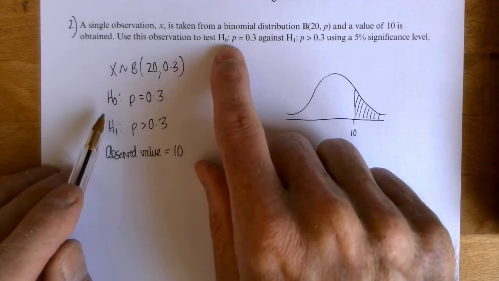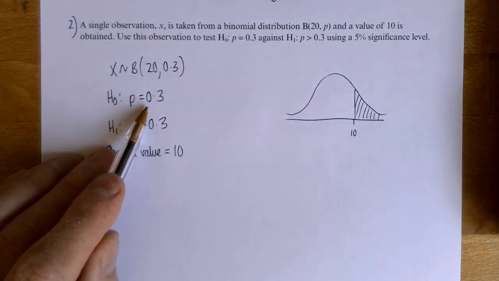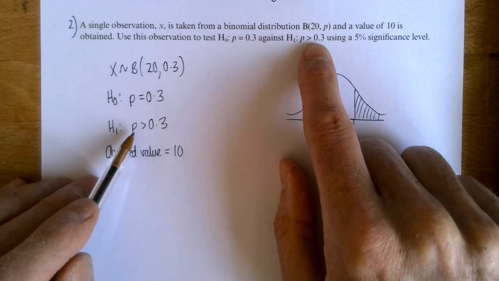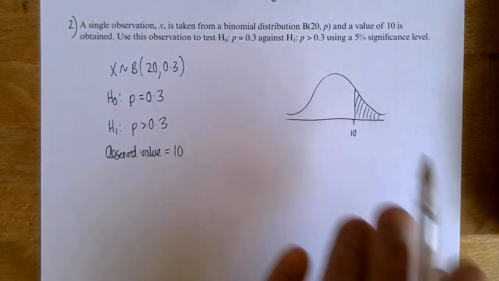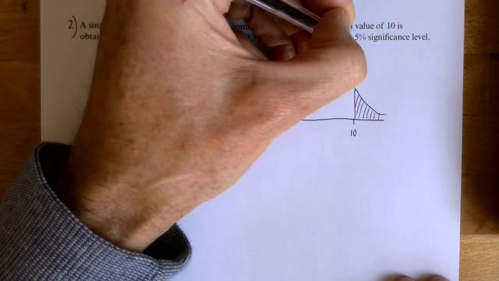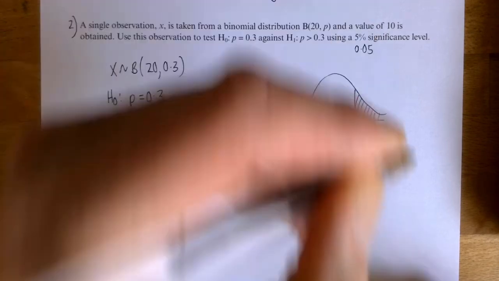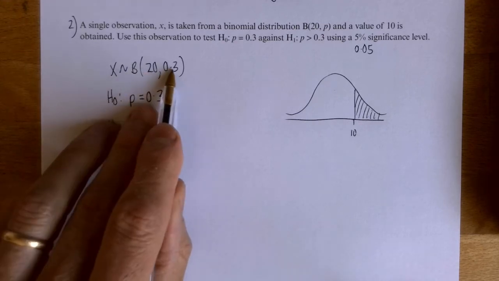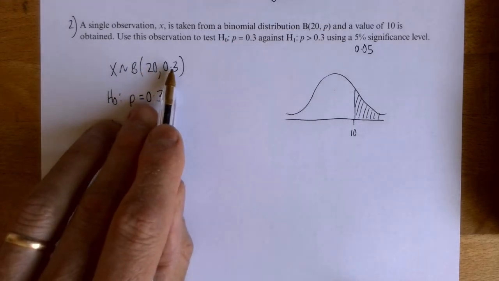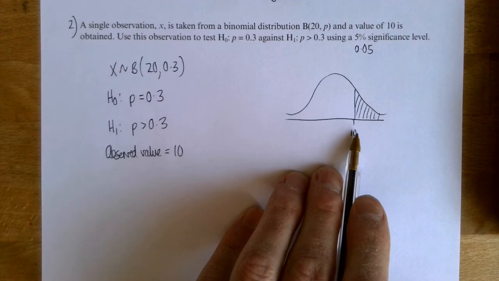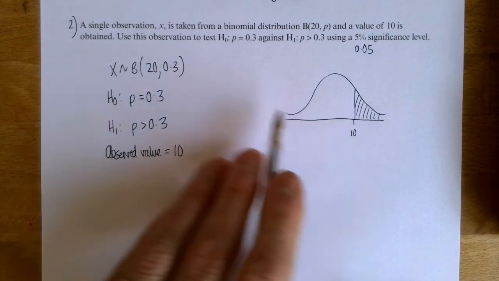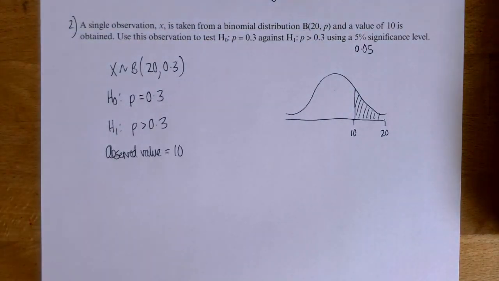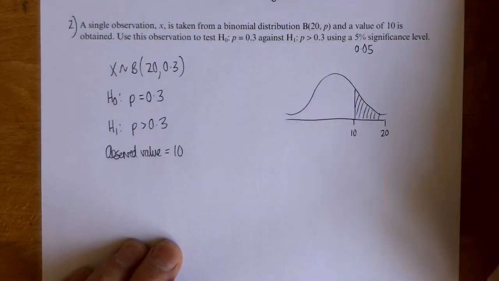We're told that the null hypothesis is that the probability is 0.3, and the alternative hypothesis this time is that it's greater than 0.3. So we're at an upper tail, and we're testing at the 5% significance level, which is 0.05. My expected value, 20 times 0.3, that's 6, so I know that 10 is above the peak, and so I want to know all the probabilities from 10 to 20, so I've got to get that into the calculator.